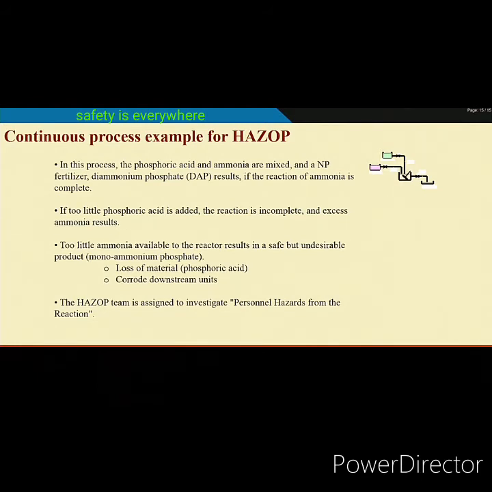I want to read it out because this will show you what is happening. In this process, phosphoric acid and ammonia are mixed, and in NP fertilizer diammonium phosphate results if the reaction of ammonia is complete. If too little phosphoric acid is added, the reaction is incomplete and excess ammonia results. If too little ammonia is available to the reactor, it results in a safe but undesirable product, which is monoammonium phosphate, and there will be loss of material and corrosion downstream because this product is corrosive in nature. The HAZOP team is assigned to investigate personal hazard from the reaction, only personal hazard.